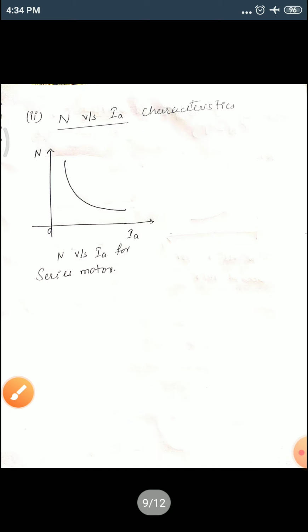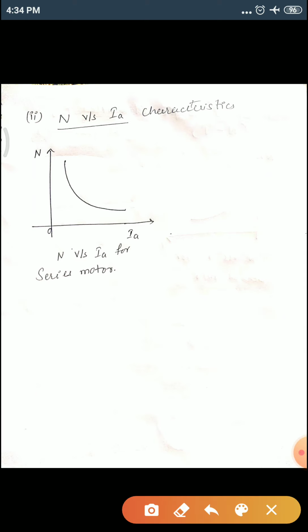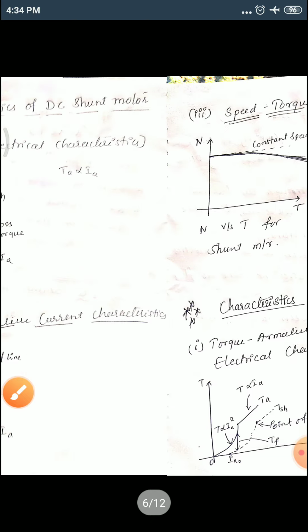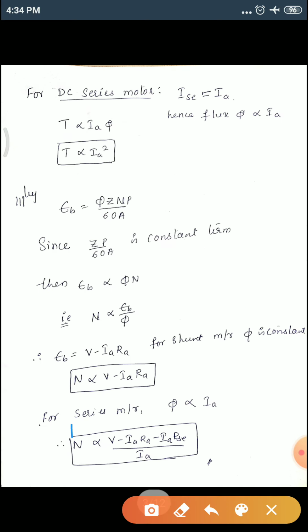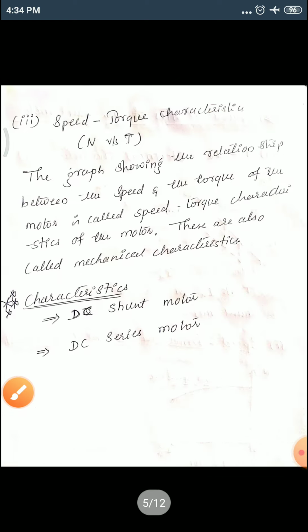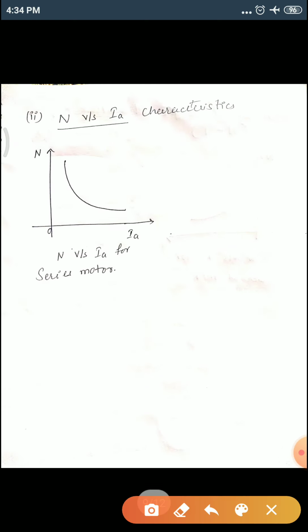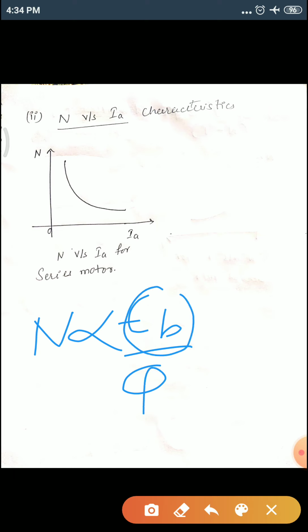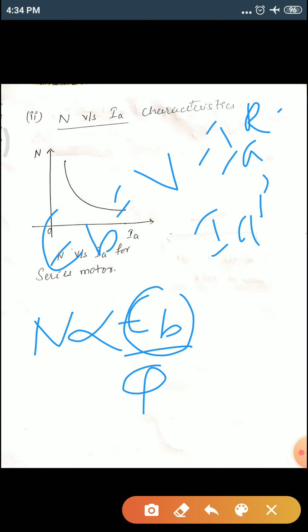So the second one is speed armature current characteristics of a DC series motor. As you know, in a DC series motor, what is the speed and armature current characteristic? You just see once. So this is the formula of the speed in a series motor. We'll take that same formula, which is N is proportional to EB by phi. As we know this, what is the EB? We have to substitute. EB is V minus IARA minus IARSE.